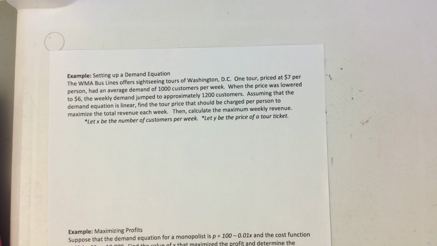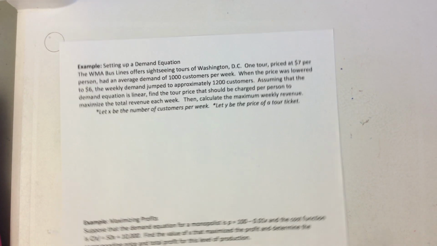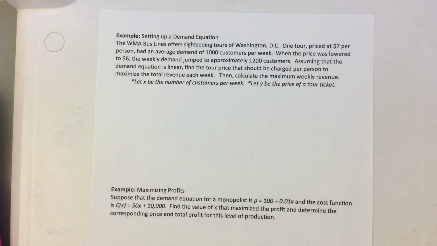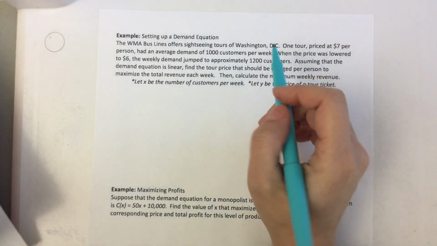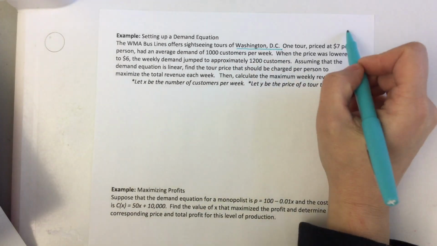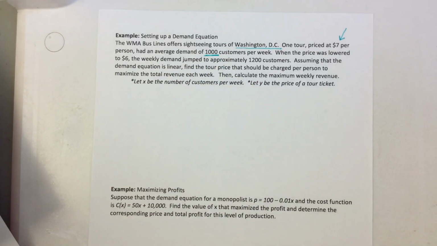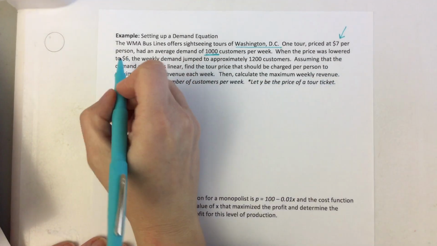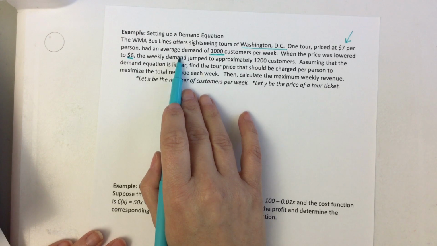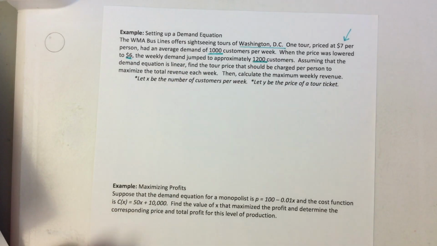Now here we're taking it a step further. We're getting into the meat of calculus. They're taking the stuff that we've already talked about and turning it into real scenarios. Let's look at this one. The WMA bus lines offer sightseeing tours of Washington, D.C. One tour is $7 per person and had an average demand of 1,000 customers per week. So when they price it at $7, they get 1,000 customers per week. They wanted to do a special, so the price was lowered to $6. Then the demand jumped up to 1,200 customers.